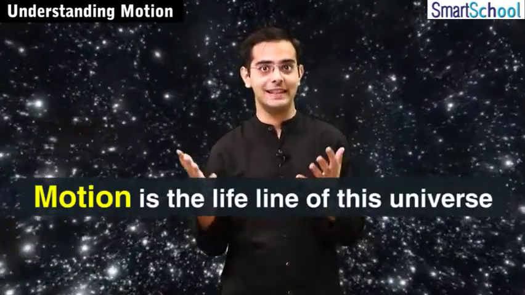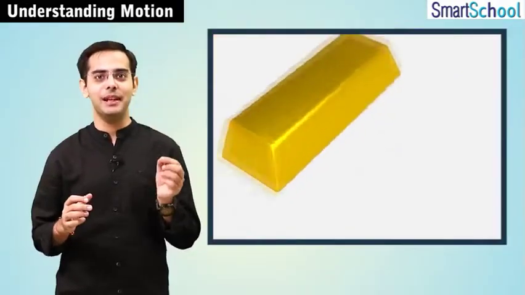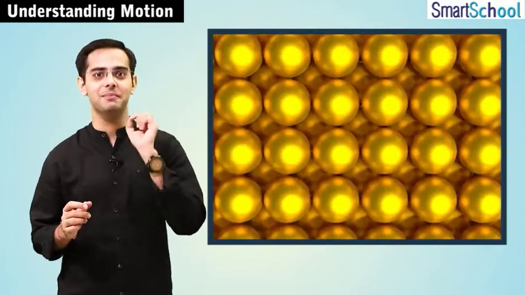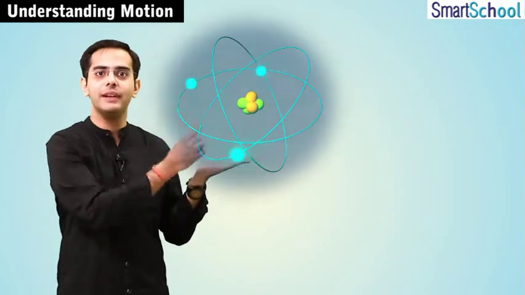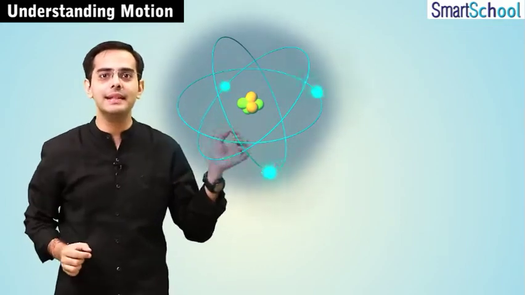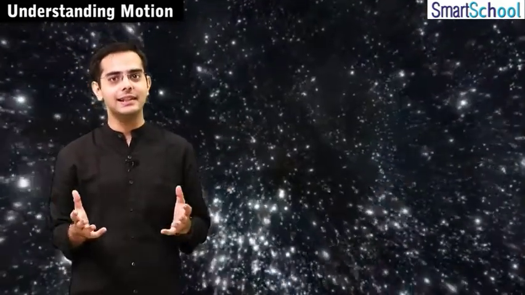Motion is everywhere, not even a single object is at rest. And so motion is the lifeline of this universe. Everything in this universe is made up of those restless tiny atoms. Inside the atom, you find electrons which are moving at very high speeds around the central nucleus. Be it the atoms, the molecules, the planets, the stars, the galaxies, all of them are in motion.